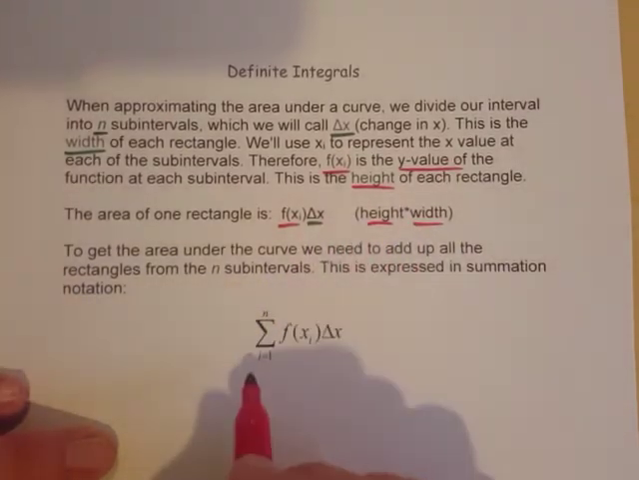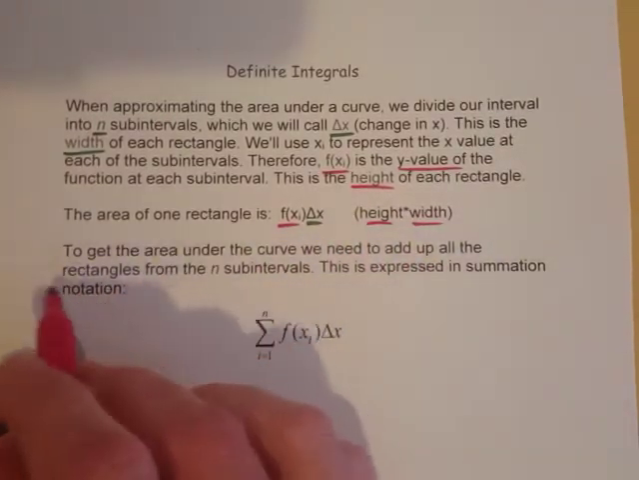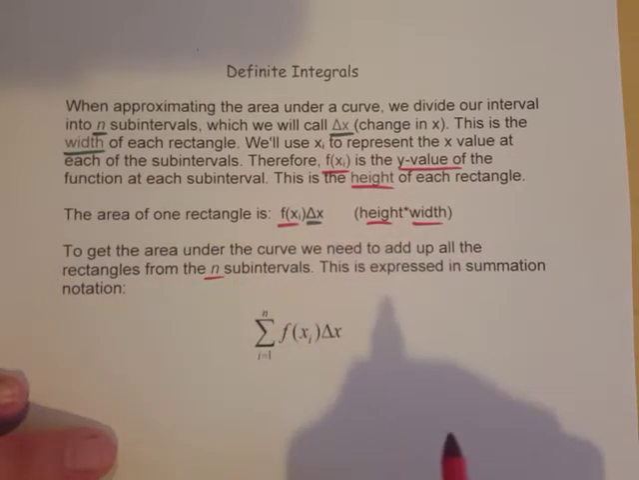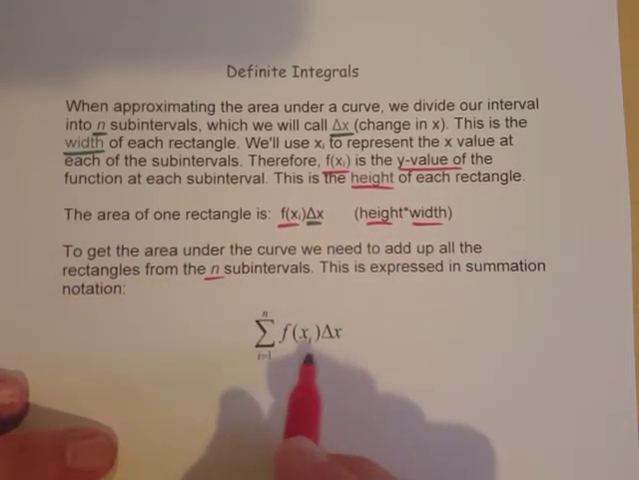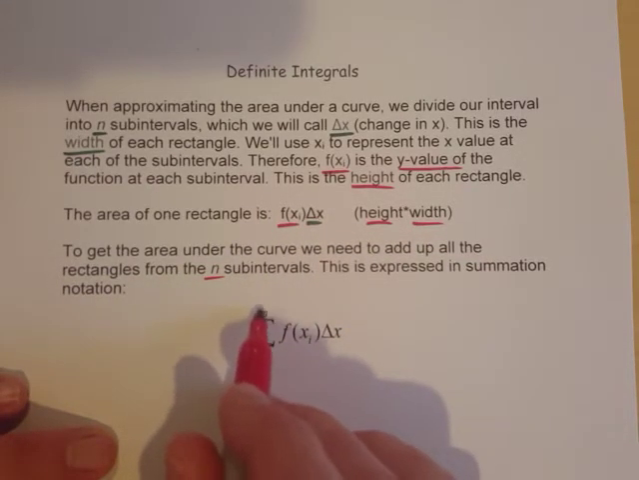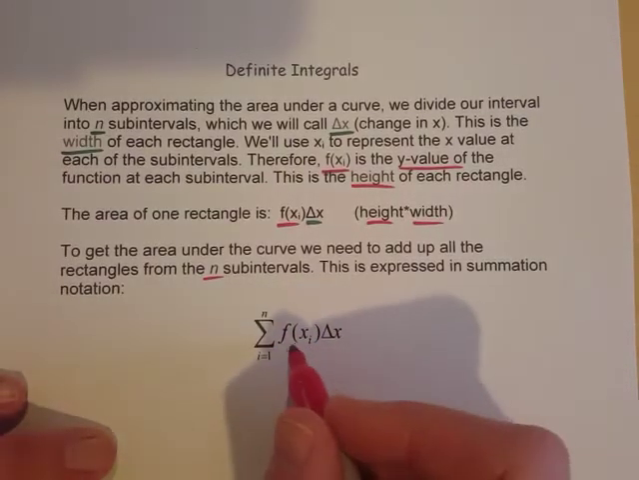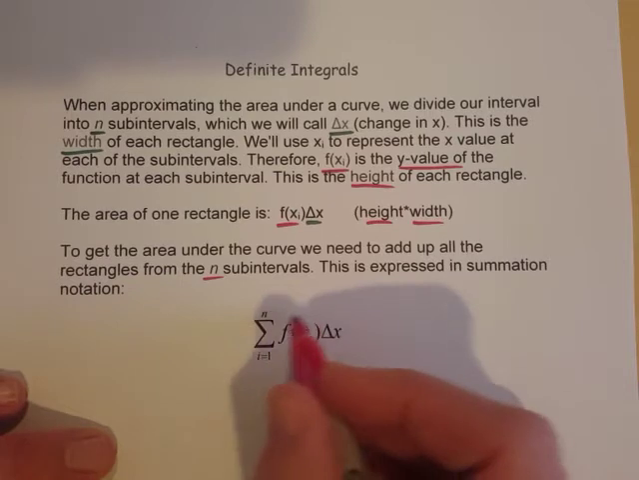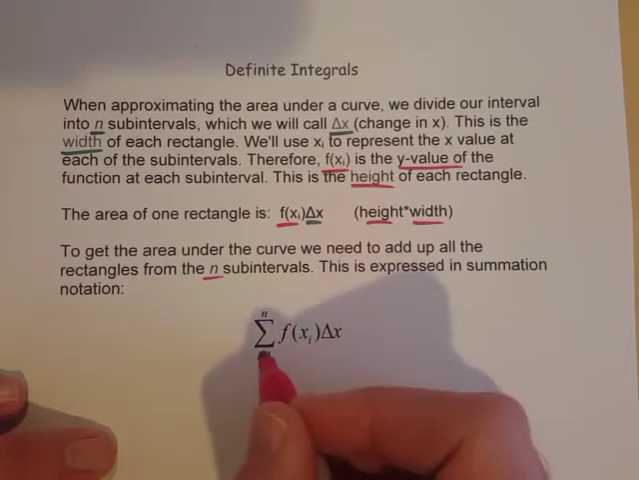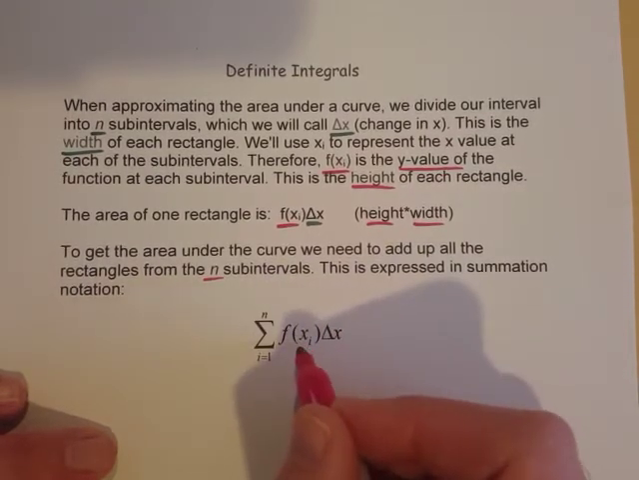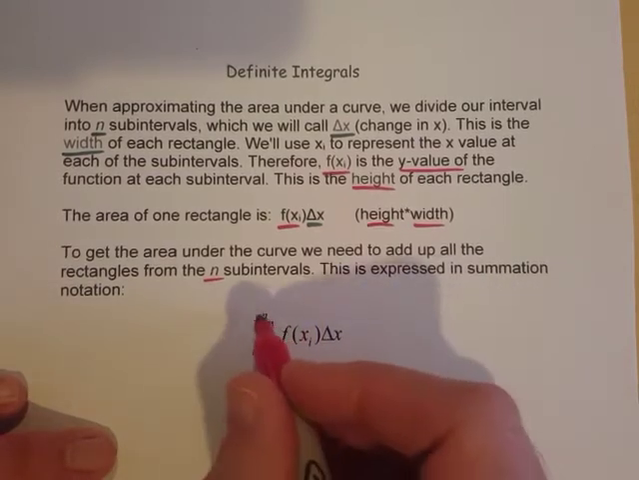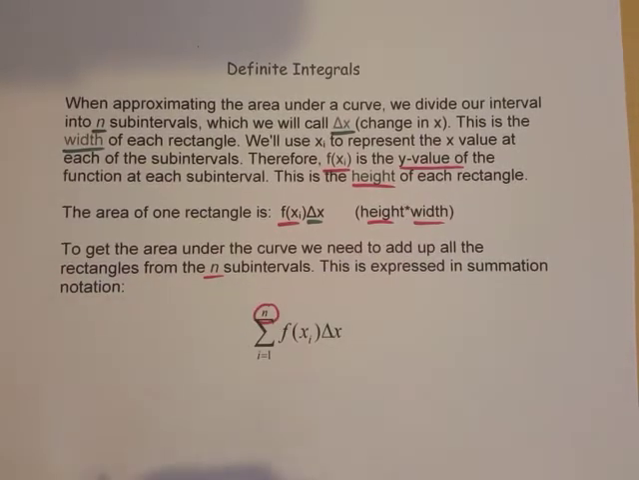Now, if we keep doing this, we can have many of these n subintervals and go all the way up to n, whatever n happens to be. We're going to put it in this summation notation because we get the first rectangle, and then we go up one and get the second rectangle, and the third, and so forth until we get all the way to this top value of n.